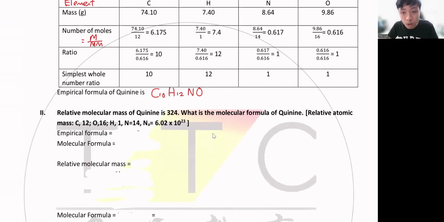Then the molecular formula. Where's my screen? Why is it suddenly gone again? So funny. Wait.